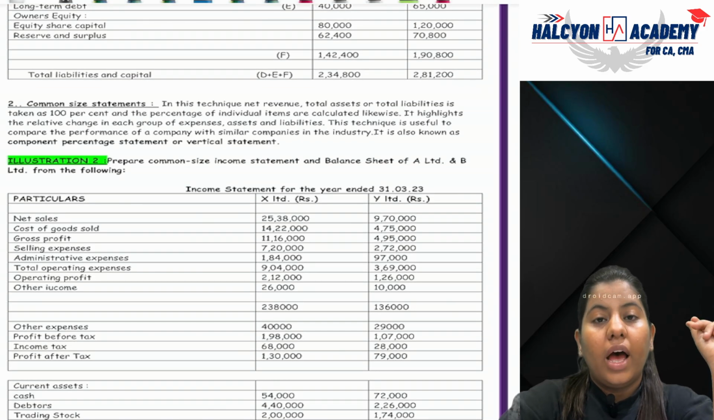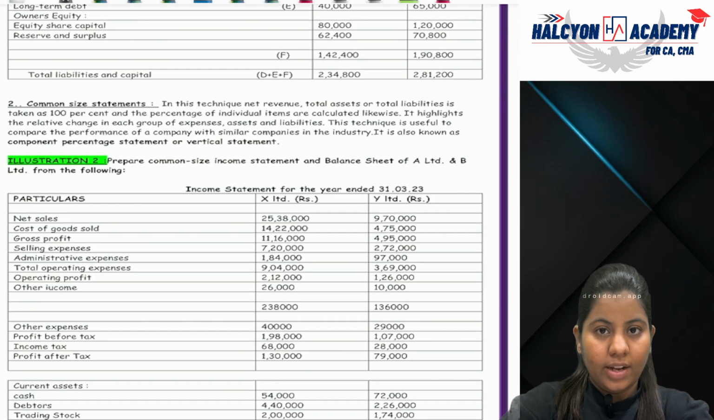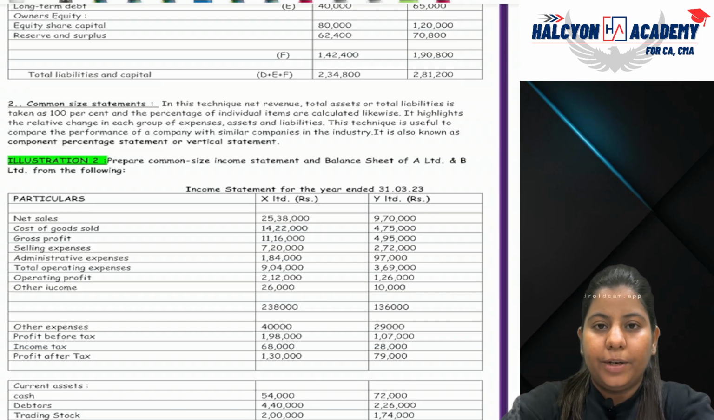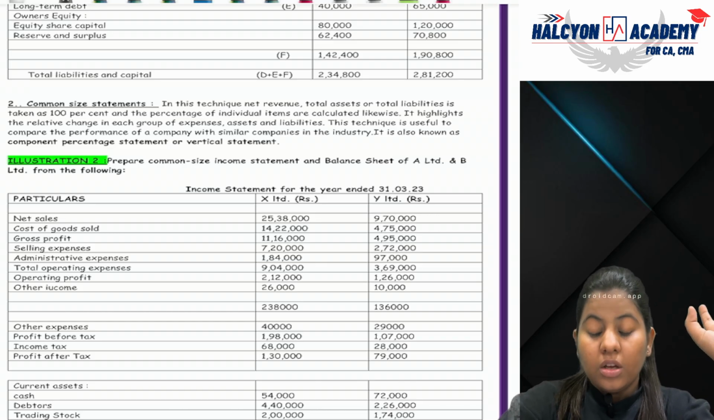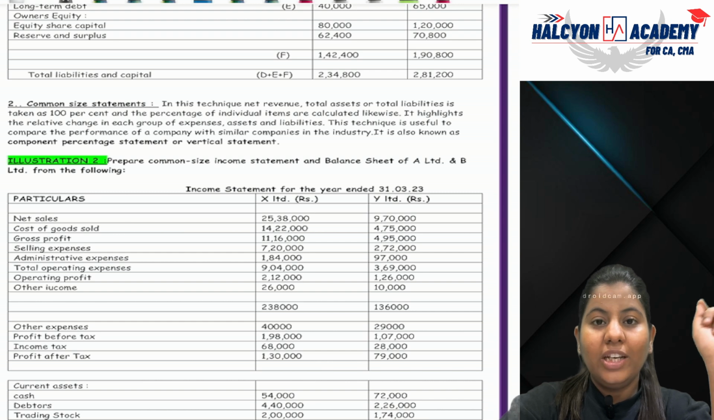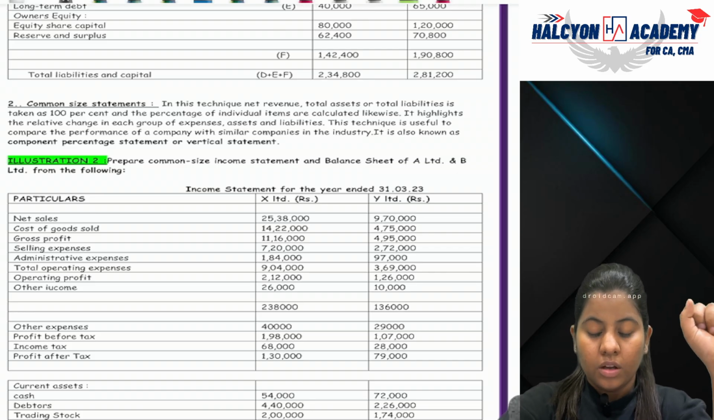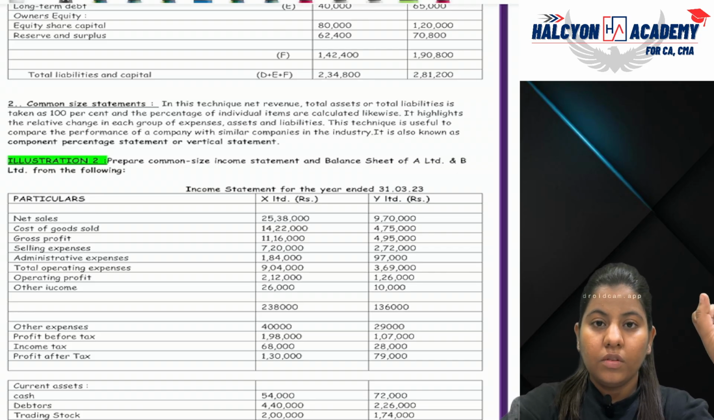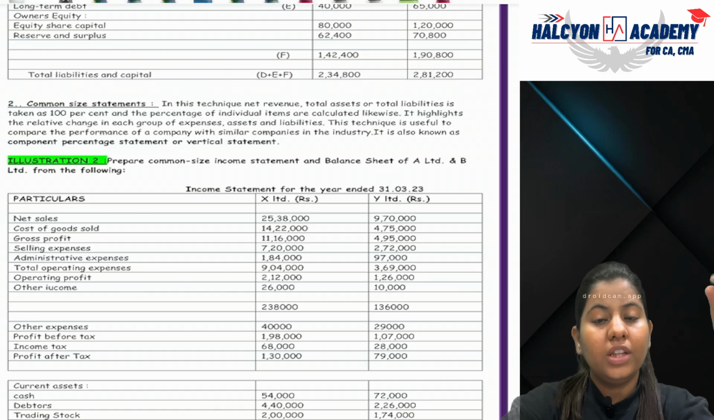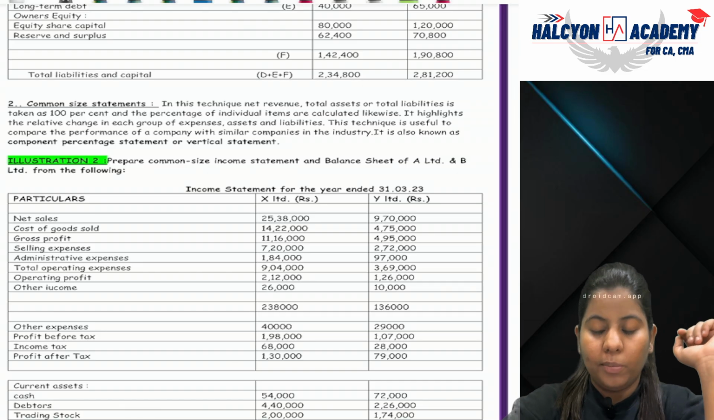Now see, I told you in comparative financial analysis, we prepare comparative statements, right? In comparative statements, we compare our current performance with previous year's performance, right? We compare current year's performance with previous year's performance. We compare our own entity's performance with our own entity only.